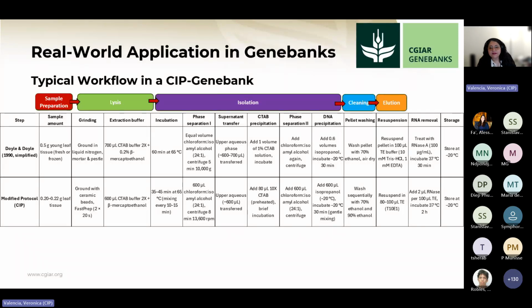After that, another key difference would be that we do 2 chloroform phases to improve polysaccharide removal, and we do 2 washes, right? Not only one with 70% ethanol, but we do one with 70 and another one with 90% ethanol. And for RNA removal, we do a long incubation of 2 hours instead of 30 minutes. So this would be our optimization here for sweet potato.